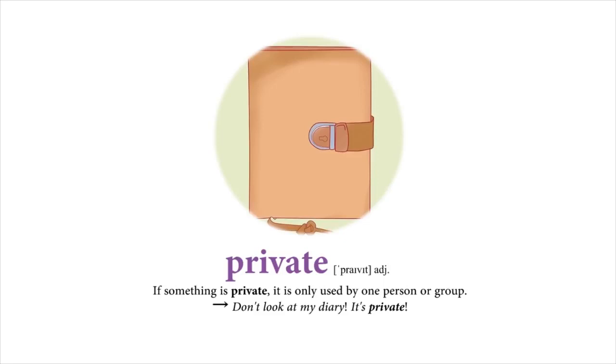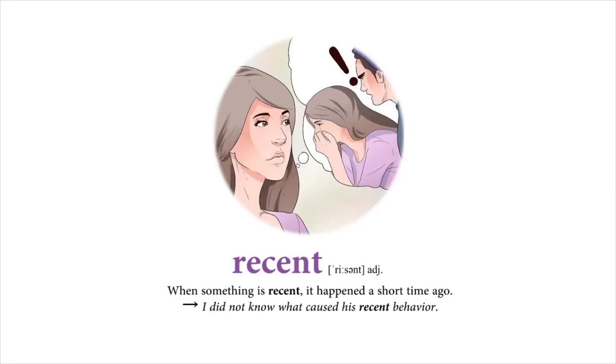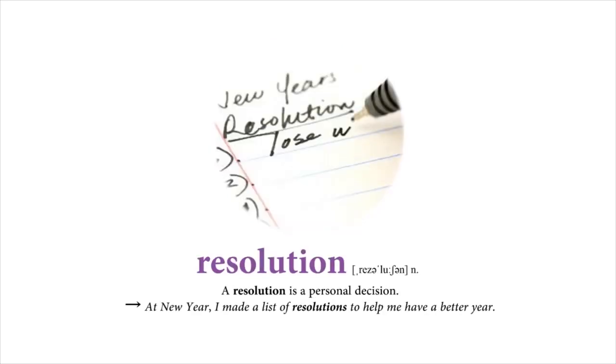Private. If something is private, it is only used by one person or group. Don't look at my diary. It's private. Recent. When something is recent, it happened a short time ago. I did not know what caused his recent behavior. Resolution. A resolution is a personal decision. At New Year, I made a list of resolutions to help me have a better year.